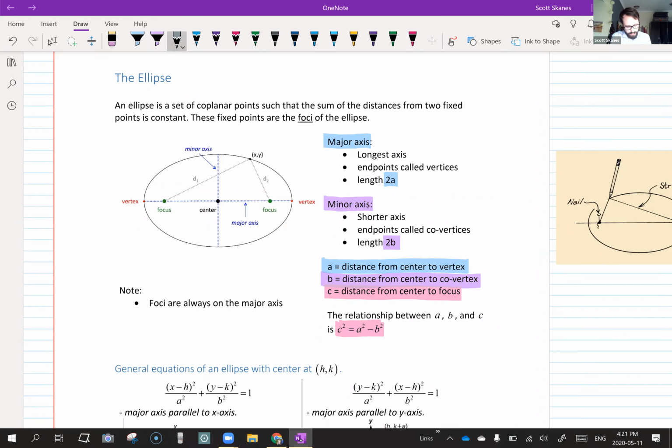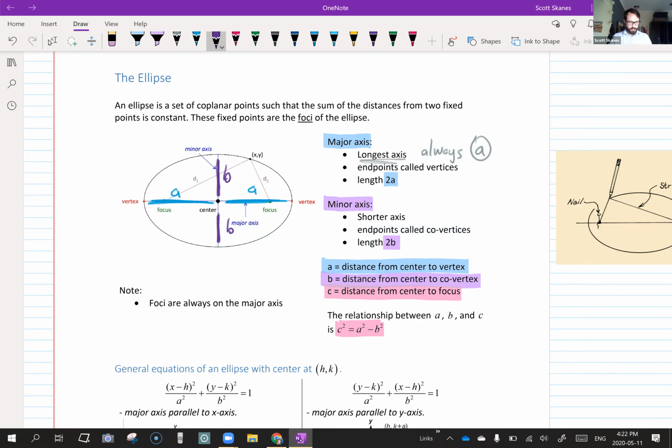Follow me. Major axis, the longest axis. We always call it A, okay? It's always related to what we call the A value, and I'll come back to that. The endpoints are called vertices, and the length is 2A. All that means is if this was A, then of course the total length is 2 of those. The second step, the minor axis, shorter axis. In this case, this up like this is B. The endpoints are called co-vertices, and the length is 2B.